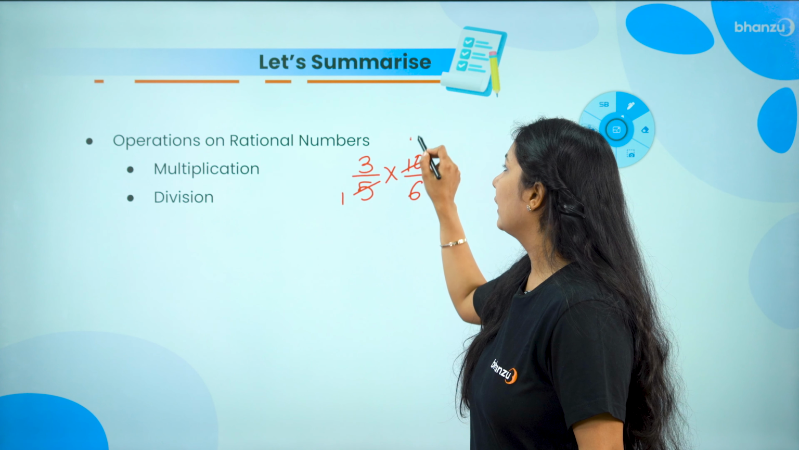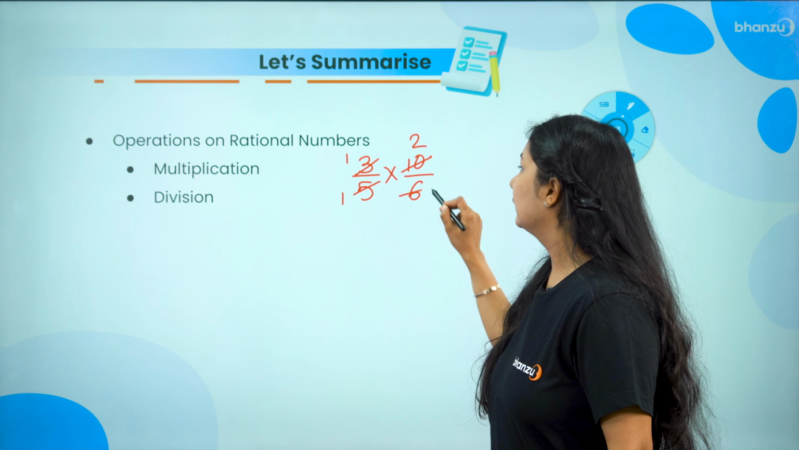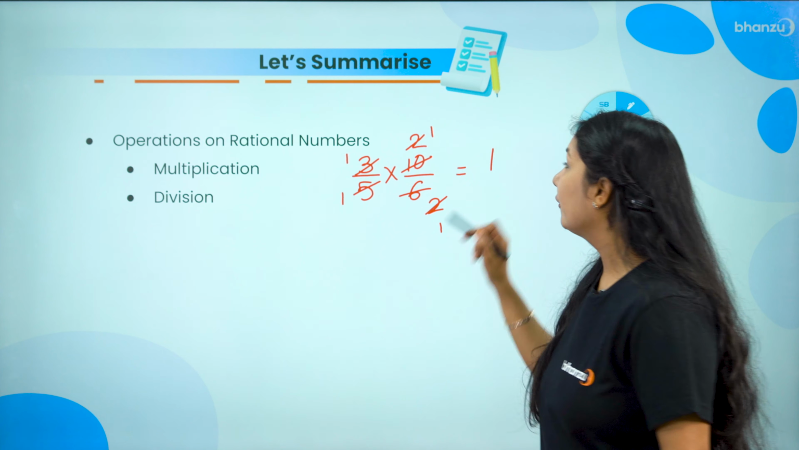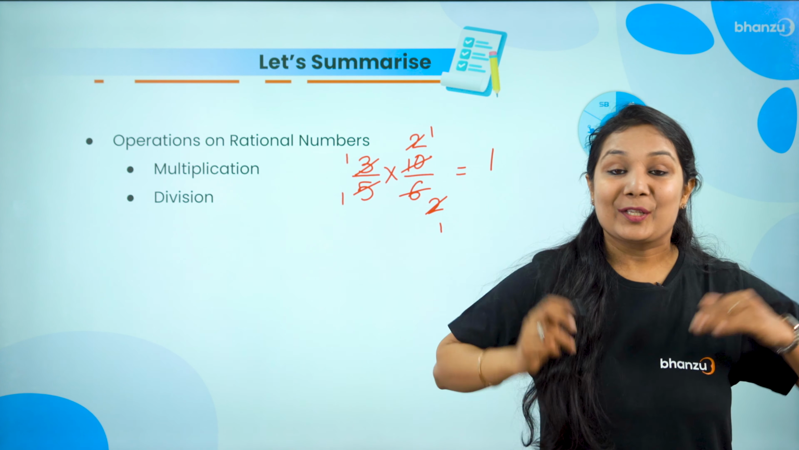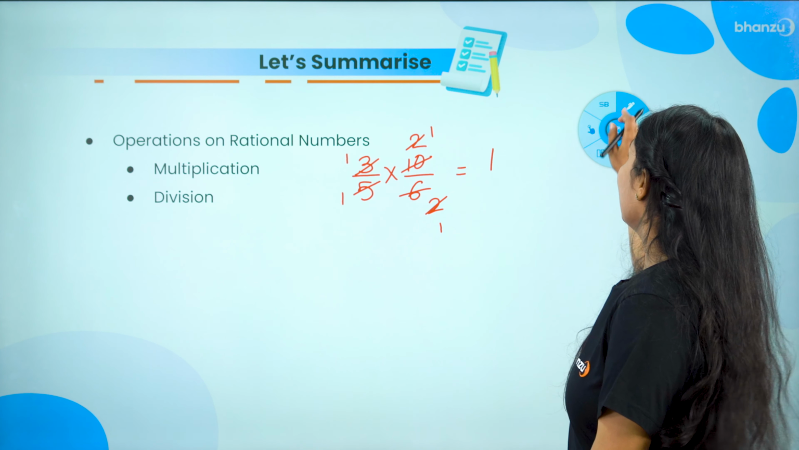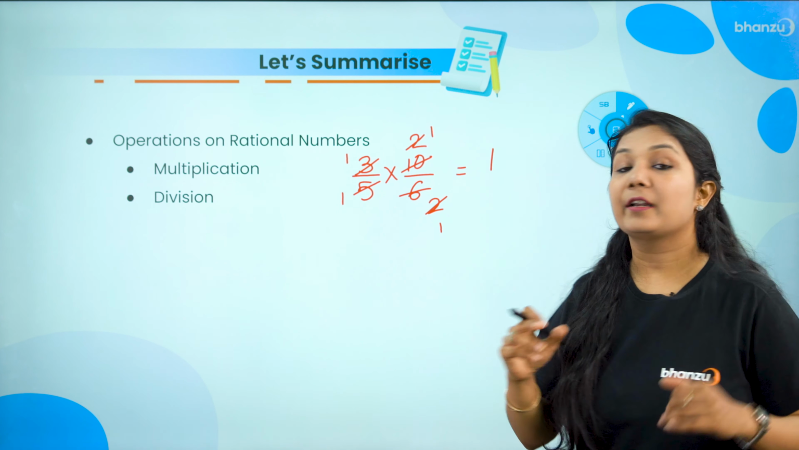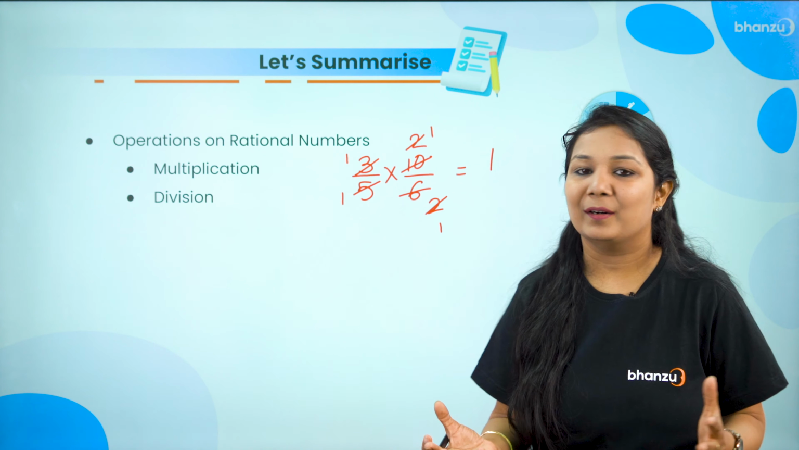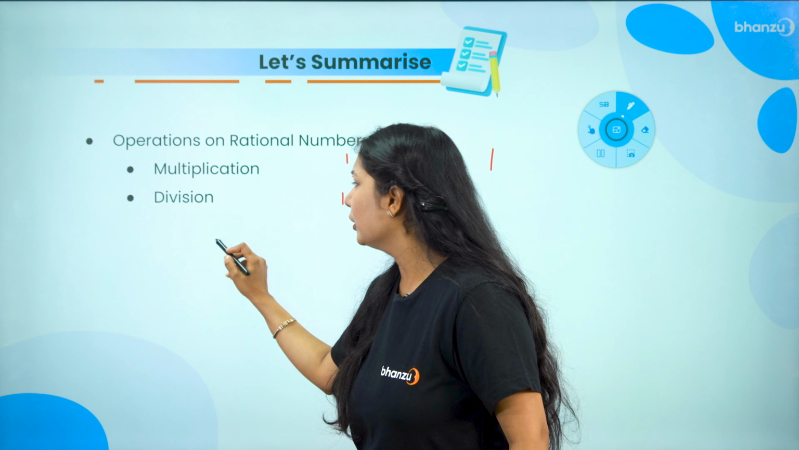5 ones are, 5 twos are. 3 ones are, 3 twos are. Now 2 and 2 can get cancelled. So we are left with the answer 1. So isn't it interesting? So always try to simplify the numbers if possible, if they are common multiples of a number. Now what did we do in division?